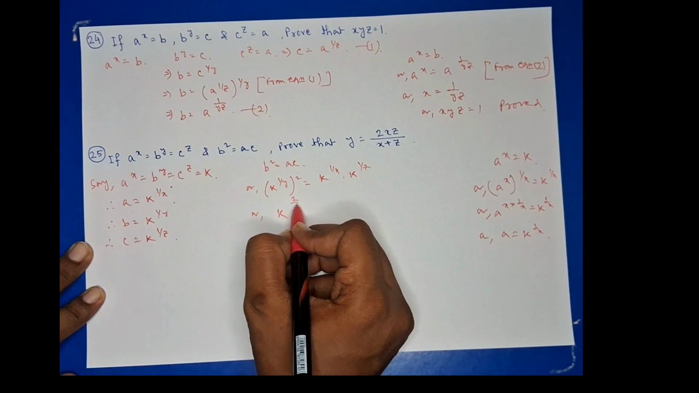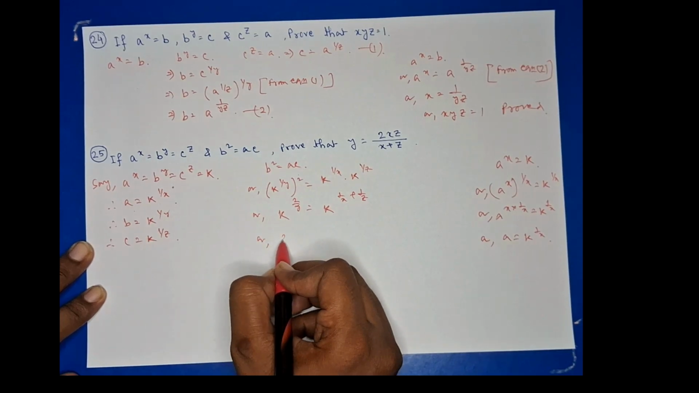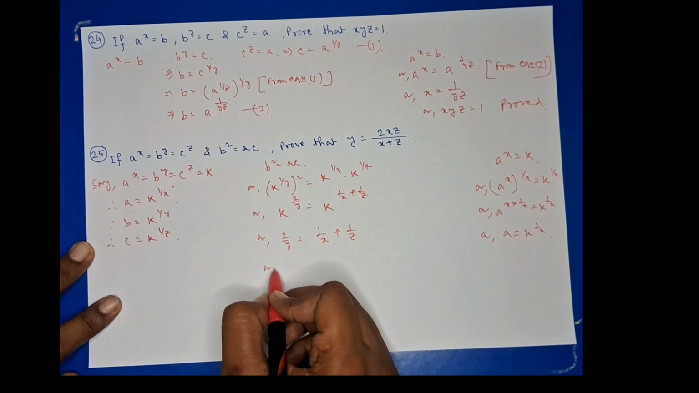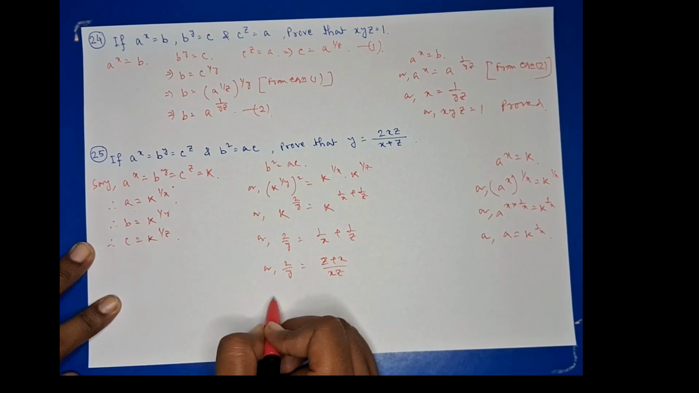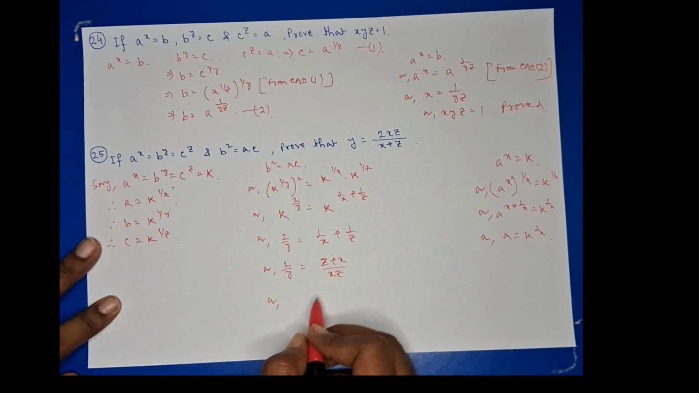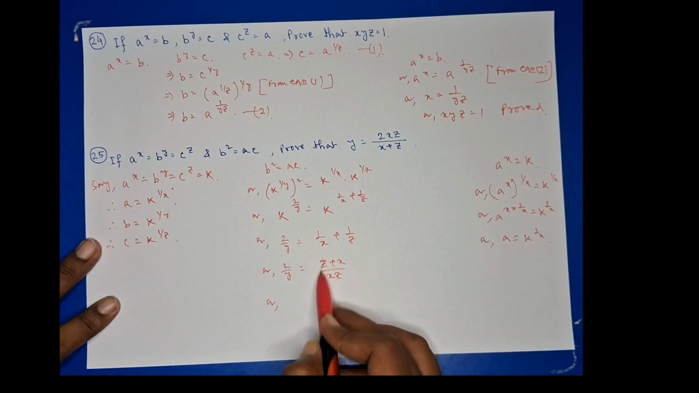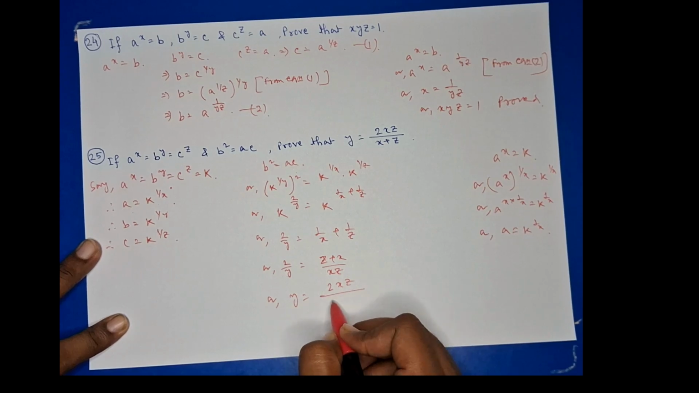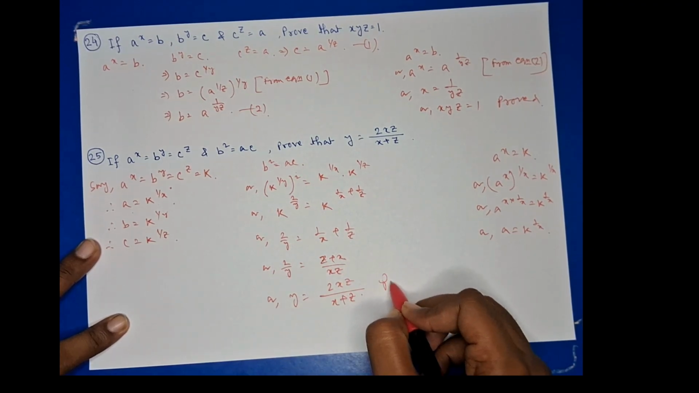This is equal to k to the power 2 by y is equal to k to the power 1 by x plus 1 by z. That means 2 by y is equal to 1 by x plus 1 by z. That means 2 by y is equal to z plus x by xz. That means we are throwing this y this side and taking all this in this side. That means y is equal to 2xz by x plus z. Rearranging this z plus x as x plus z. Hence proved.